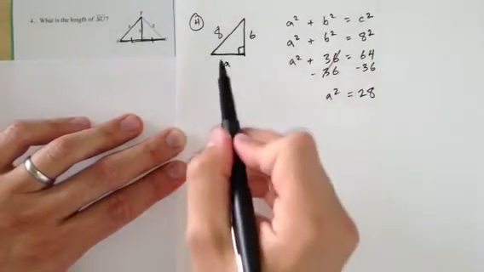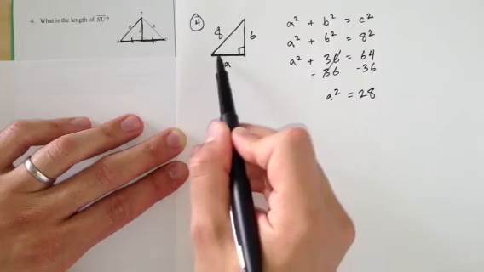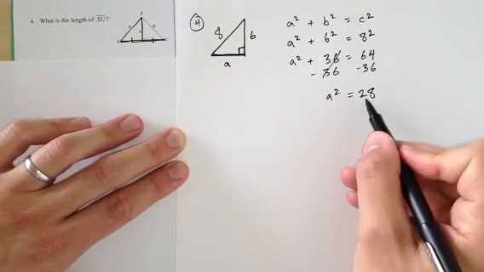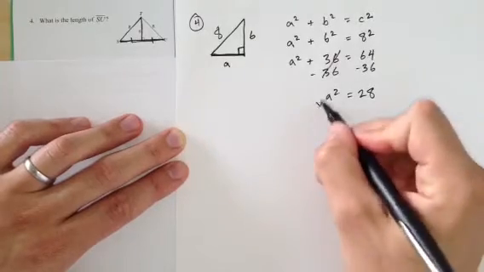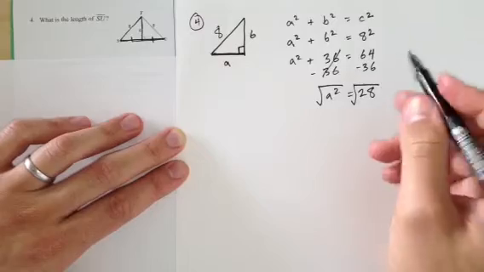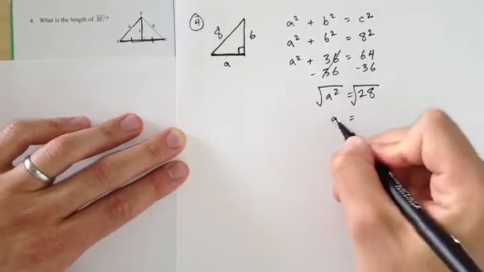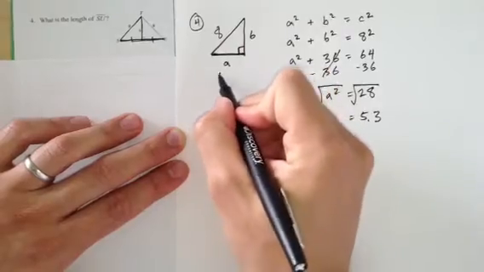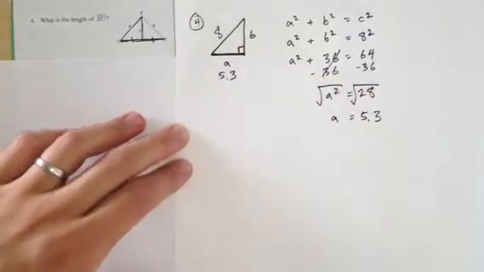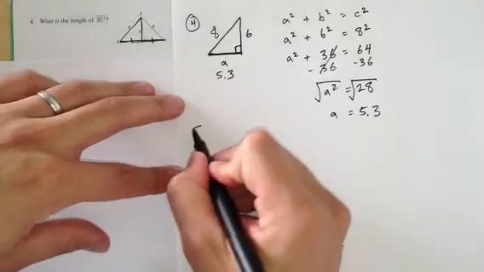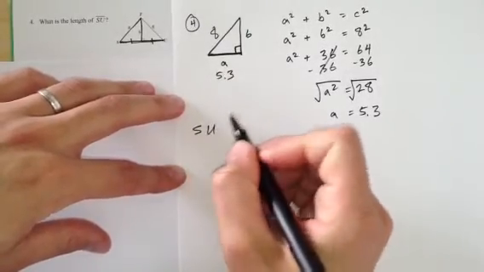Again, our leg is not 28. That really would not make sense in the context of this problem. A squared is 28. So the opposite operation of squaring something is taking the square root. The square root of 28, if I round this to the nearest tenth, is 5.3, which means this leg of the triangle is 5.3.